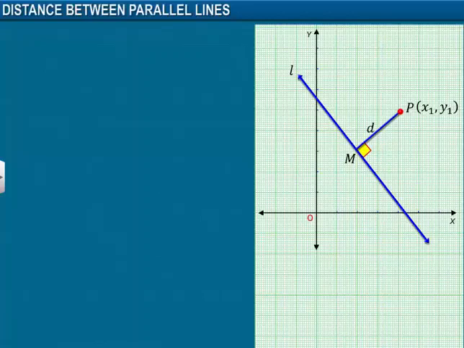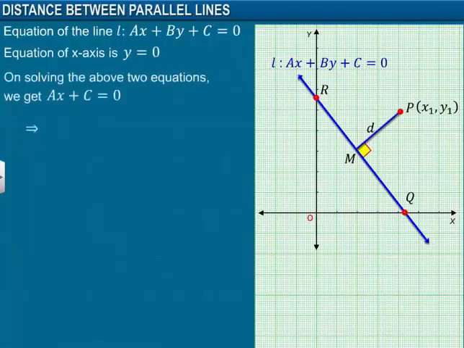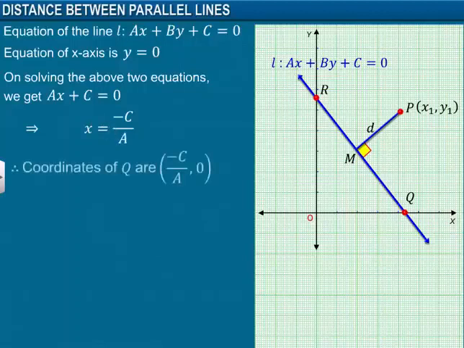Let line L be represented by the general equation of a line Ax + By + C = 0. Let the given line intersect the x and the y axis at points Q and R, respectively. The coordinates of point Q are obtained by solving the equation of the line and the equation of the x-axis, that is, y = 0. On solving, we get the coordinates of point Q as (-C/A, 0).